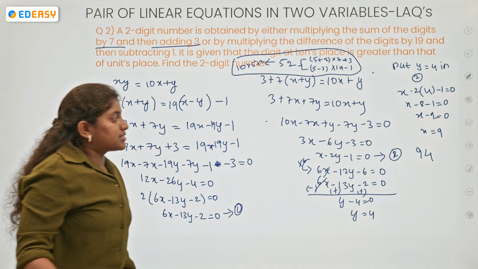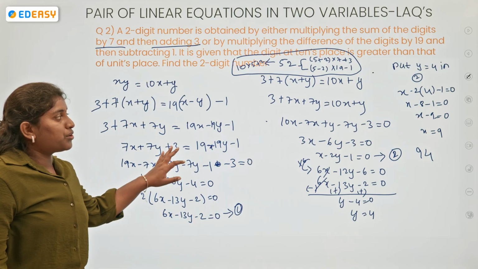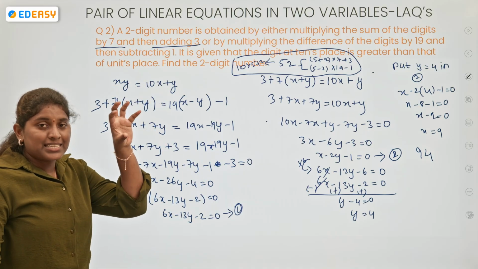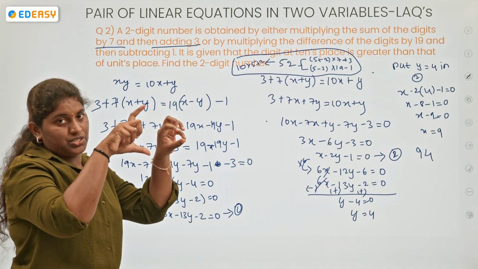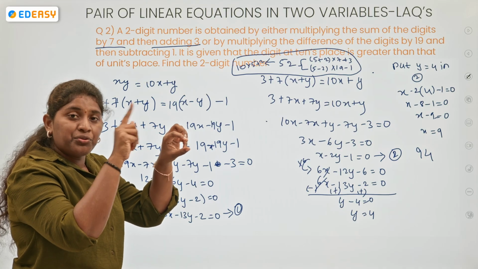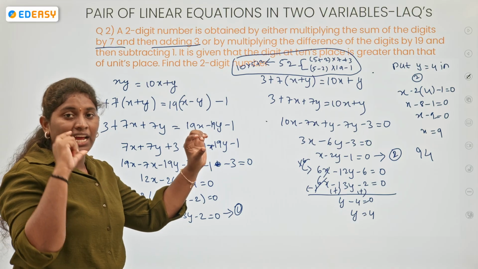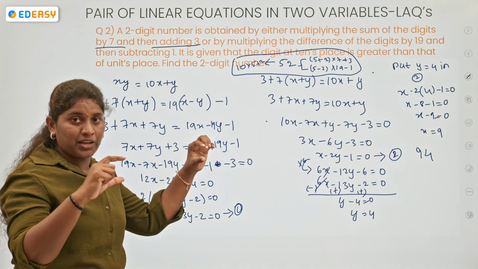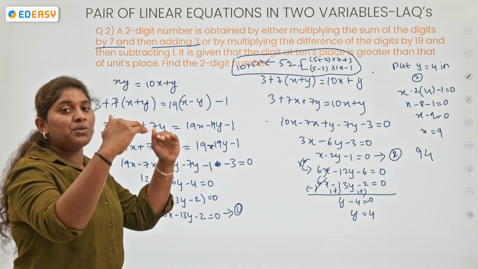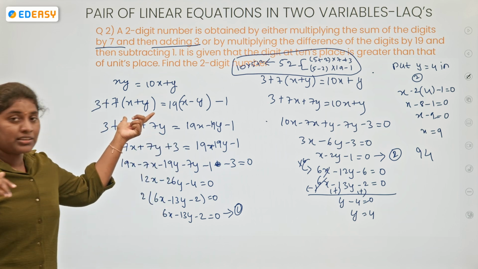Clear? Now, this is how we are going to solve. See, for the same number, they have given two conditions. If I take condition 1, I will get the number xy, and condition 2 also gives xy. So I can equate condition 1 with condition 2. That I have done here.